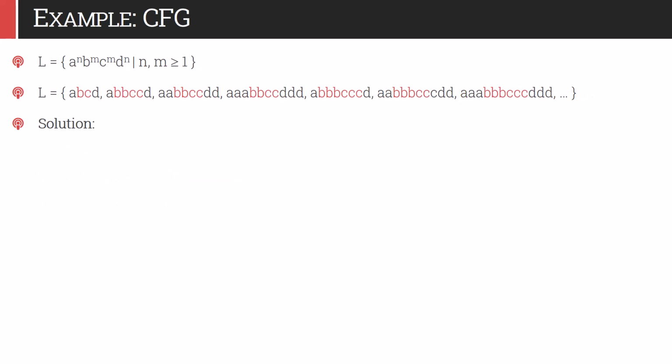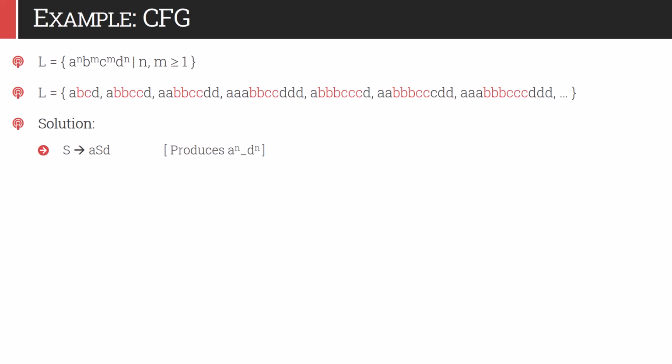L is equal to A power n, B power m, C power m, D power n. So now number of A and D should be same and number of B and C should be same. Always we should start from the outermost strings. Then we will replace it by the innermost string. So first we'll produce A power n, D power n. So we will do S gives A, S, D.